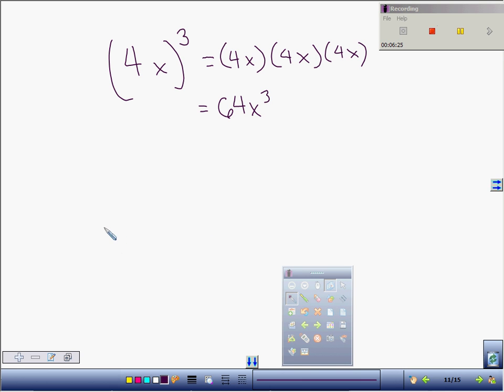So you can do it that way, or you can think about it as this means 4 to the third times x to the third. And if they say write without any integer exponents, then I have to undo that. So that's equal to 64x to the third.